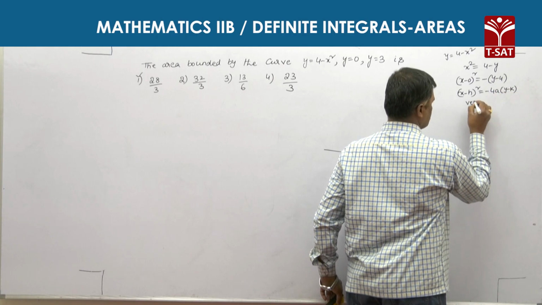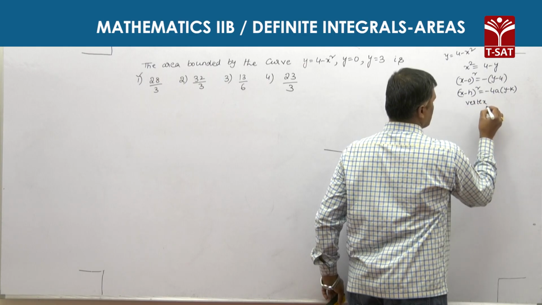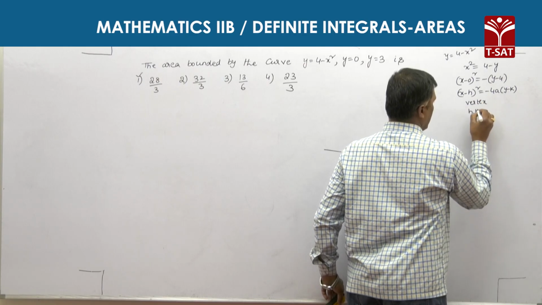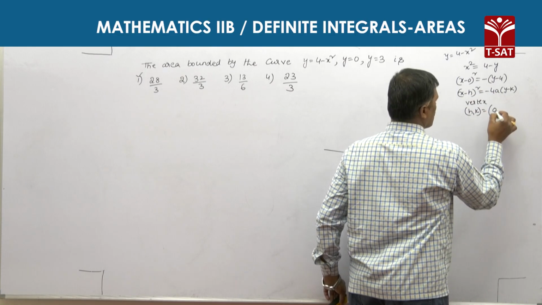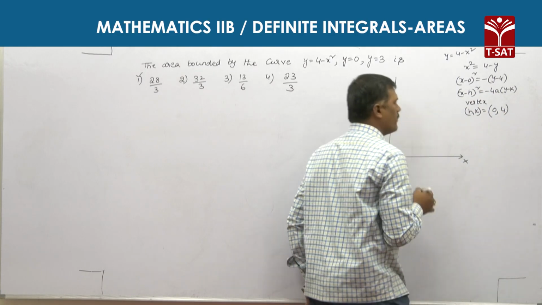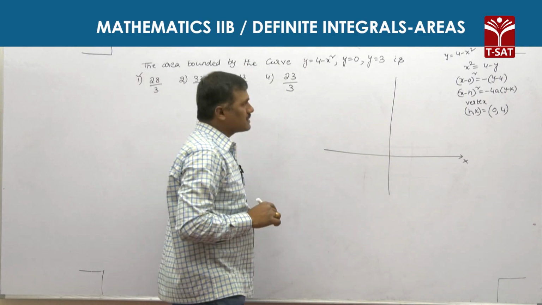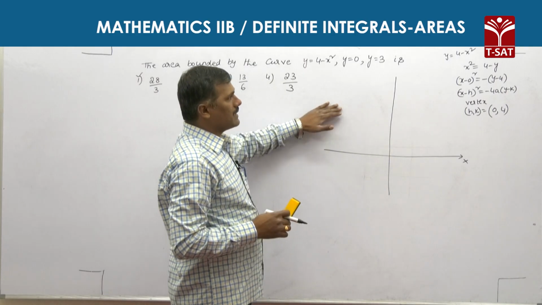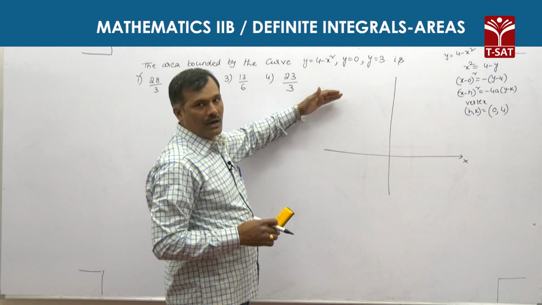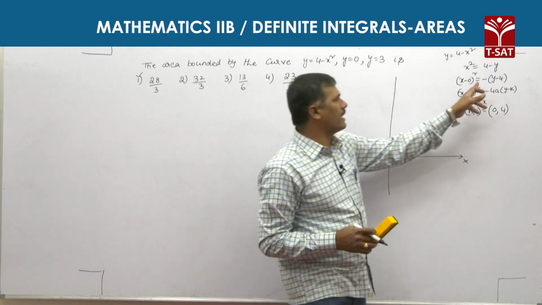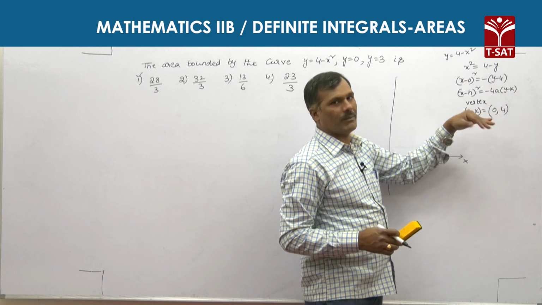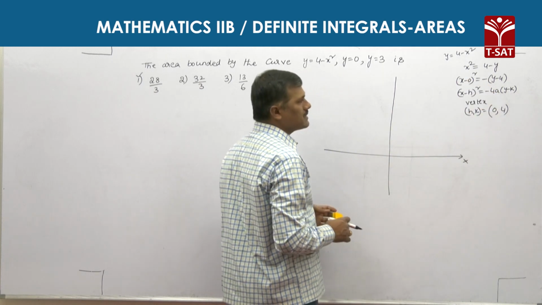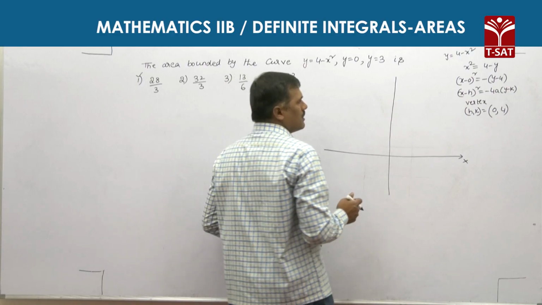Here the vertex (h, k) is (0, 4). Next, this parabola opens upward or downward depending on the sign of 4a. Here 4a has a negative sign, so it is a downward parabola whose vertex is (0, 4).